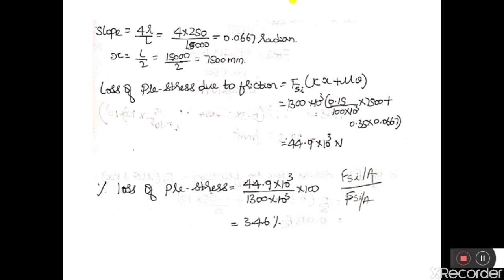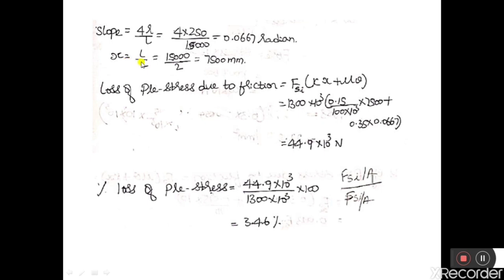So here the cable is being pulled from both the ends. When the cable is pulled from both the ends, slope is equal to 4R by L. So 4 into R by L is the slope, where R is the central dip, or the eccentricity at midspan. So 4 into 250 by L. L is the length of the beam, that is 15 meters. In terms of millimeters, it is 15,000 millimeter. Therefore, slope is equal to 0.0667 radian.